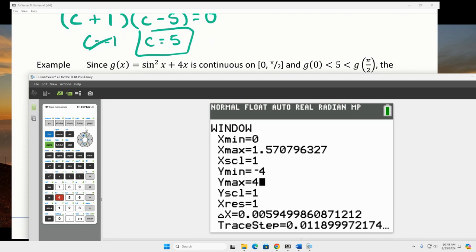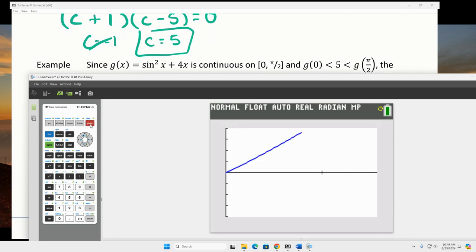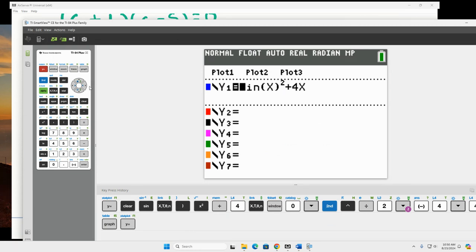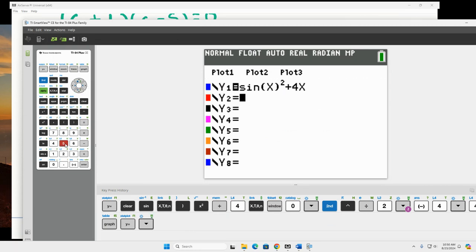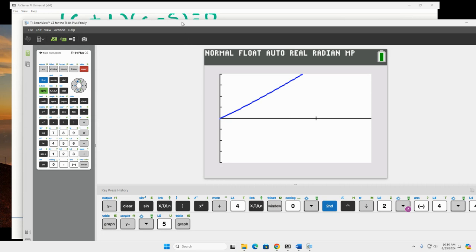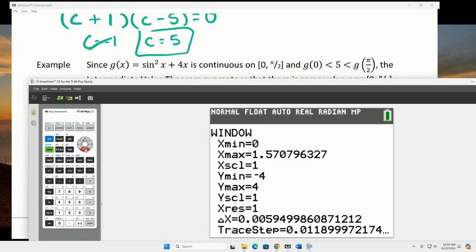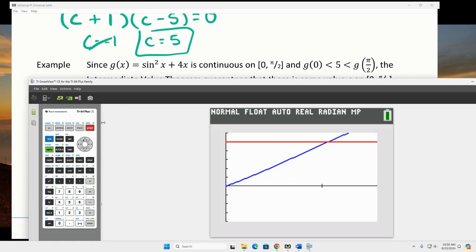Okay, so let's look at the graph. There we go. Oh, I didn't do another thing I needed to do. What do I want this to equal? 5. So the other thing we're going to do is make y2 5. Oh, we need to be higher than 4, don't we? Sorry. Negative 5 to 5. Let's do 6. There we go.